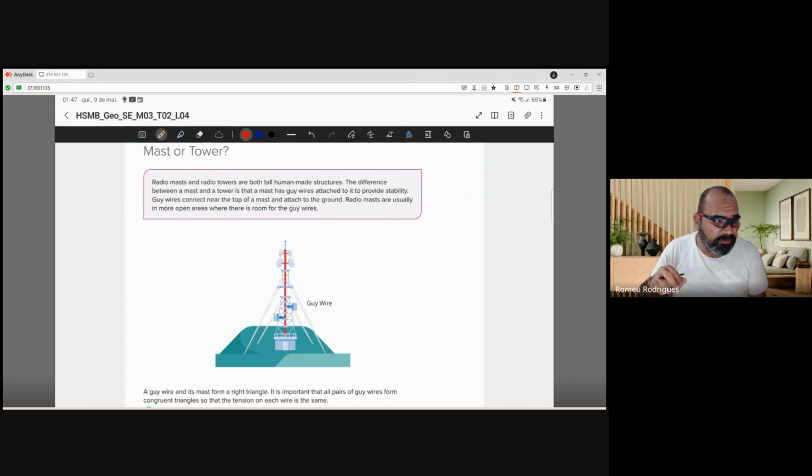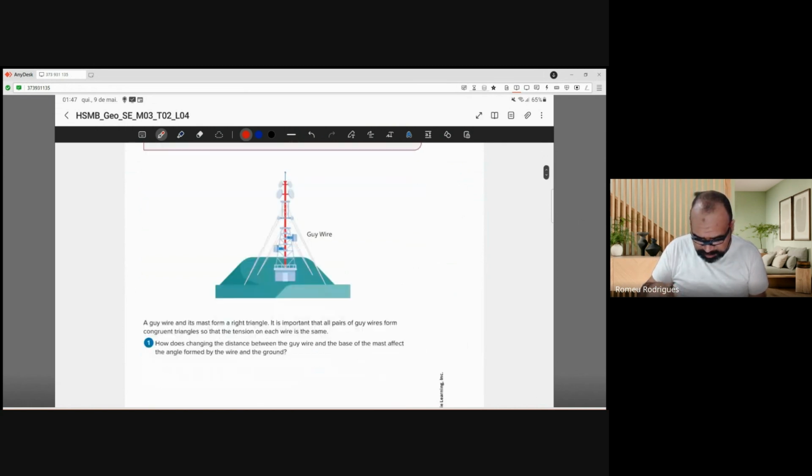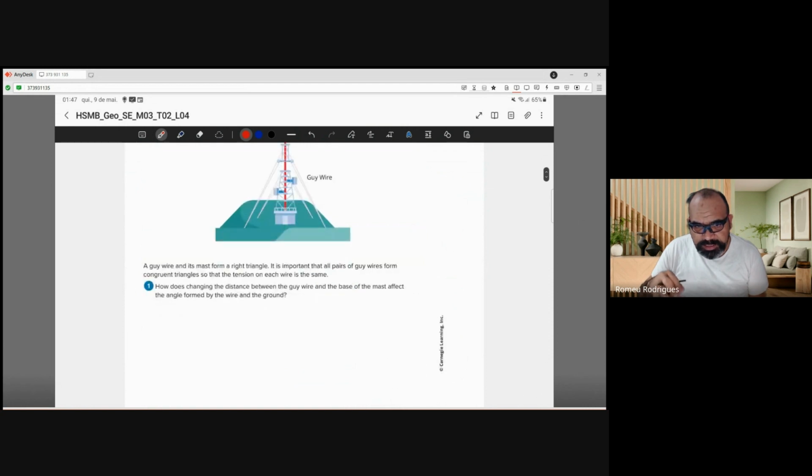Great. I hope everybody's back here. As you read, you understand. And what do we want to understand here? How does changing the distance between the guy wire and the base of the mast affect the angle formed by the wire and the ground? Okay. What we notice is, if the wire moves farther away from the base, the angle formed by the guy wire and the ground decreases. As the farther I go, the smaller the angle.